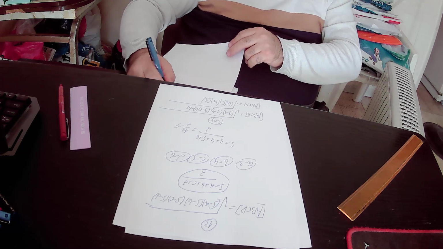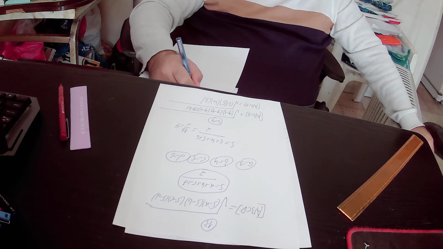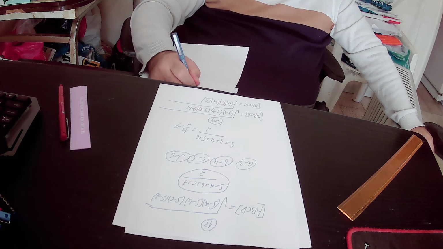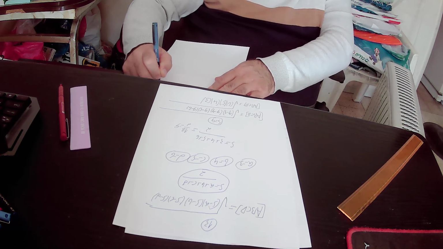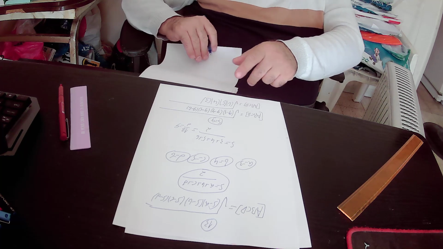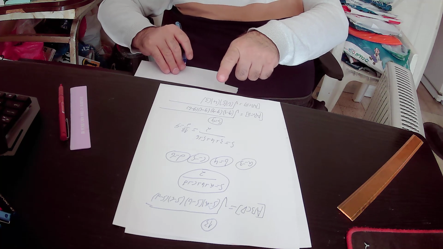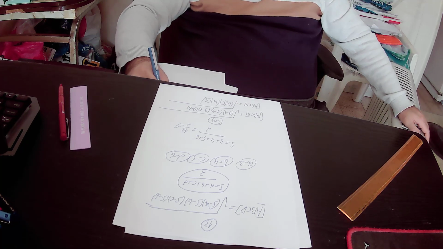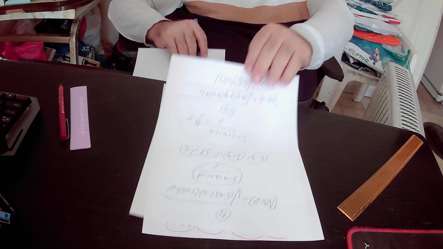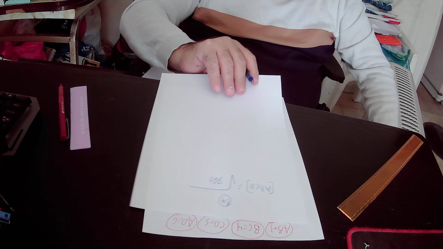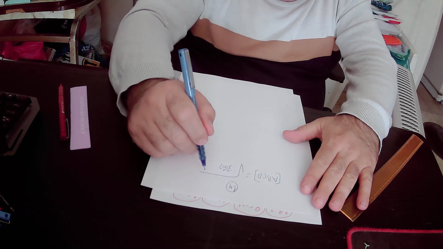So the area of quadrilateral ABCD will be equal to the root of 6 times 5 is 30, 30 times 4 is 120, and 120 times 3 is 360. So we found that the area of quadrilateral ABCD equals the root of 360 square units.